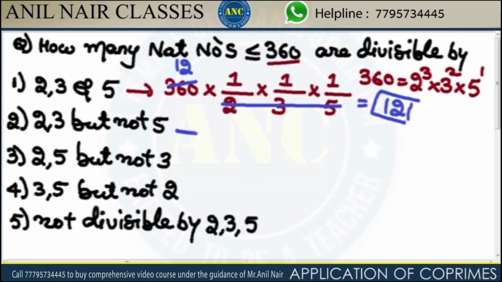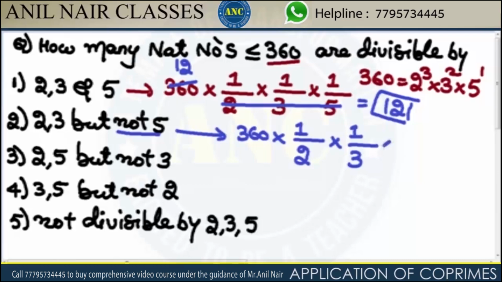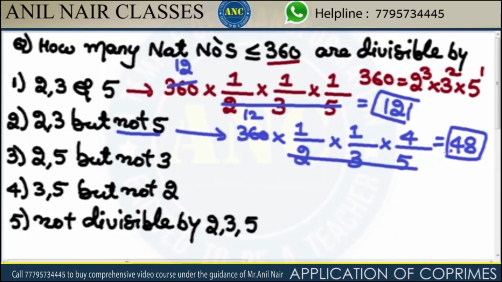Second one, divisible by 2, 3 but not 5. Out of 360 numbers, for every 2 numbers, one number is divisible by 2. Out of every 3 numbers, one number is divisible by 3. Out of every 5 numbers, one number is divisible by 5. How many are not divisible by 5? 4. 6 5s are 30, 30 12s are 360, 4 12 4s are 48. Answer is 48.